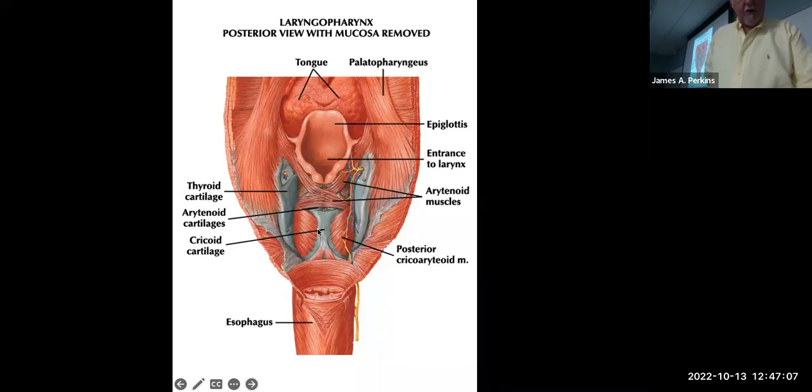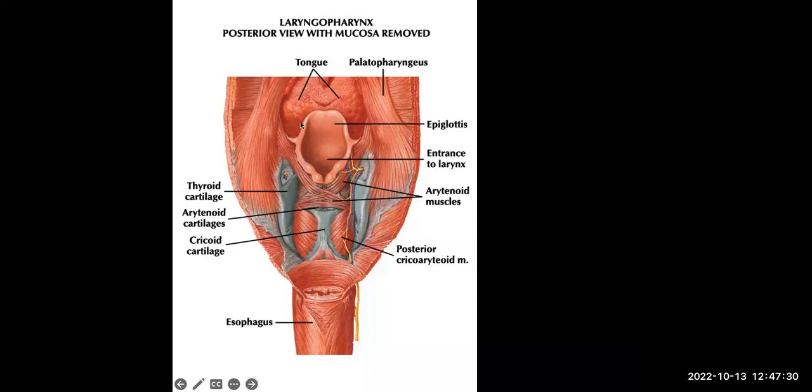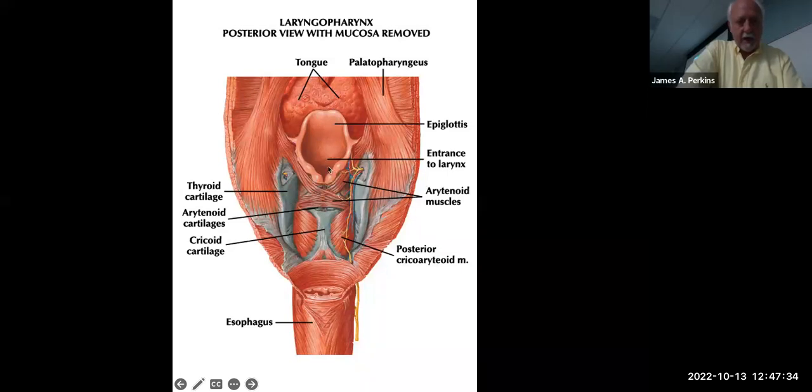And what you're going to do on Monday is begin stripping off the mucosa off of the posterior surface of all these structures, exposing the different cartilages and some of these muscles that you see here. So let's walk through some of what we're looking at here. Again, we've got the epiglottis here, that little flap of cartilage, but in this case, completely covered with mucous membranes. We have the entrance down into the larynx.